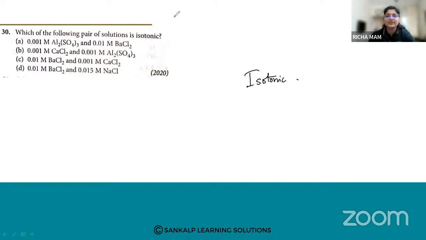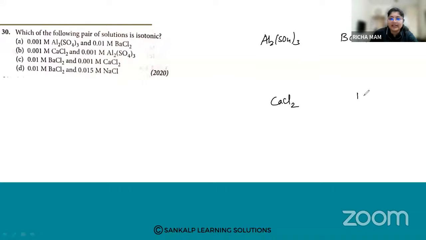So this type of questions we have solved many, and I want the answer from you now. We know what isotonic solutions are. Again I'll repeat: solutions which have the same osmotic pressure at a given temperature are said to be isotonic, so their concentrations are the same. So what all do we have? Al2(SO4)3, then BaCl2, then calcium chloride and NaCl.